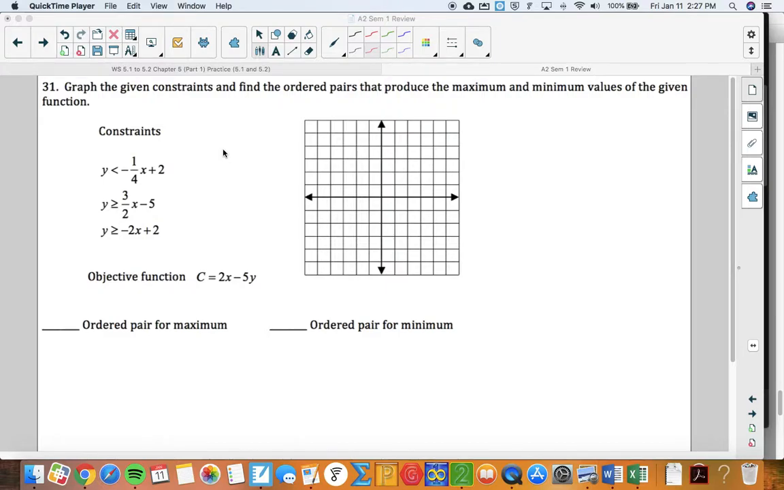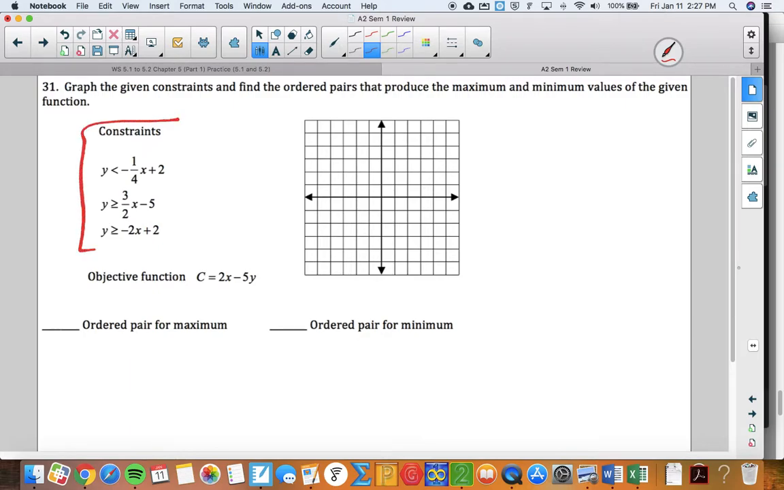Number 31, graph the given constraints, which are right here, and find the ordered pairs that produce the maximum and minimum values of the given objective function. So the ordered pairs are going to be the corners of this feasible region.